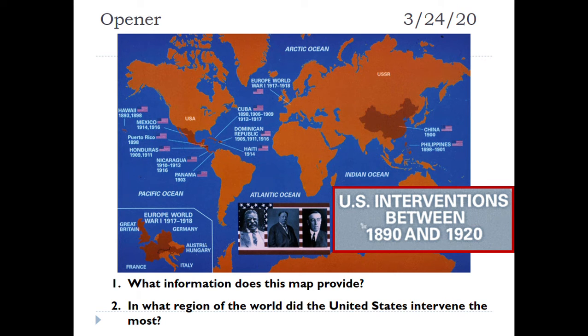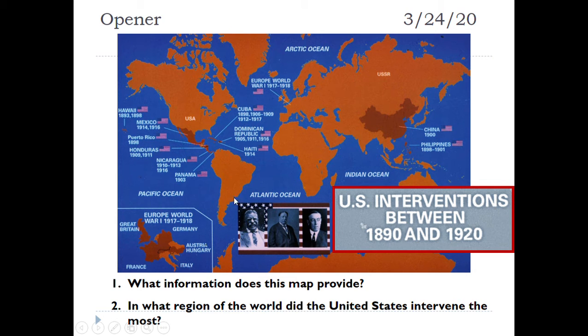What should jump out at you is that the U.S. was pretty busy. For a long period of our history, Americans really focused on life in the United States, on things within our borders, but as we get towards the end of the 1800s, beginning of the 1900s, the U.S. starts to expand its horizons and look to go beyond the reach of just North America. And that's part of this new unit.